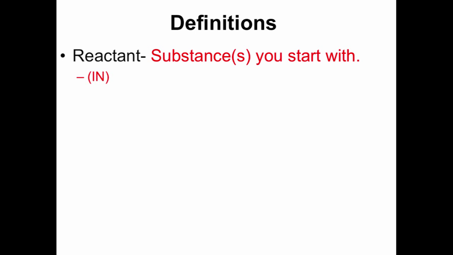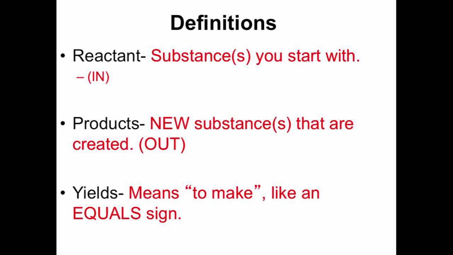So let's talk about the parts of a chemical equation. Reactants. These are anything that you are going to find on the left of the arrow, and they are the substances that you are starting with. They're the chemicals that you are mixing together, and they're what are going into the reaction. Products are going to be found on the right side of the arrow, and they are the new substances that are being created, and they will be coming out. So just remember, reactants are what go in, and products are what come out.